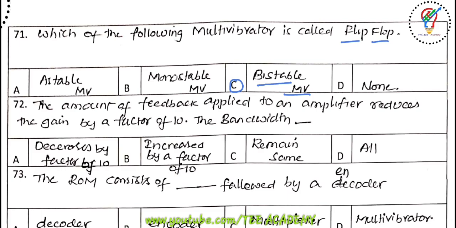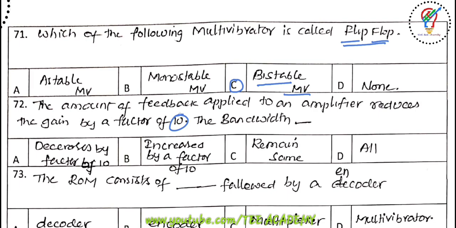The bistable multivibrator can store the state of the output, either it may be 1 or it may be 0. Unless you give a triggering pulse it won't change. So it is stable in both states. That's why the flip flop is realized with the help of a bistable multivibrator. Next one, the amount of feedback applied to an amplifier reduces the gain by a factor of 10.